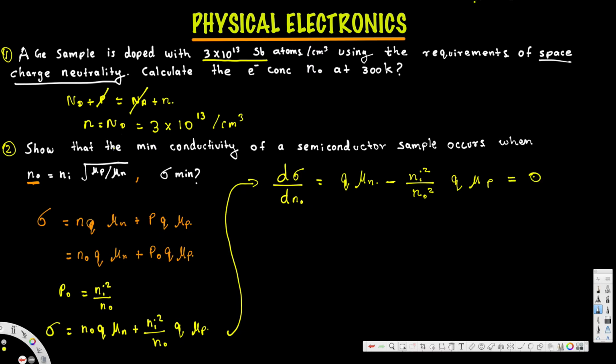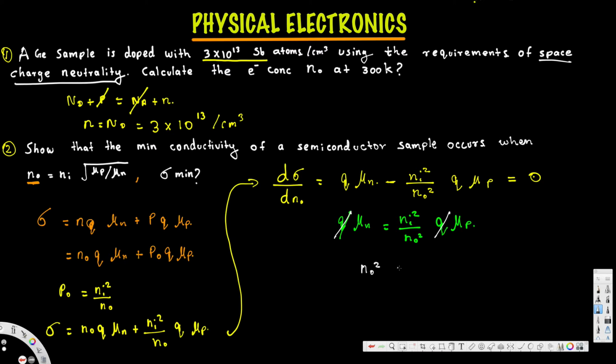Now here we have to derive the final equation in terms of N0. So also you can see this, if we bring this one to the other side, we are going to have something like this. Q mu N is equal to Ni square divided by N0 square times Q mu P. Okay, so here Q and Q cancel each other. Finally we will get N0 square is equal to this one.